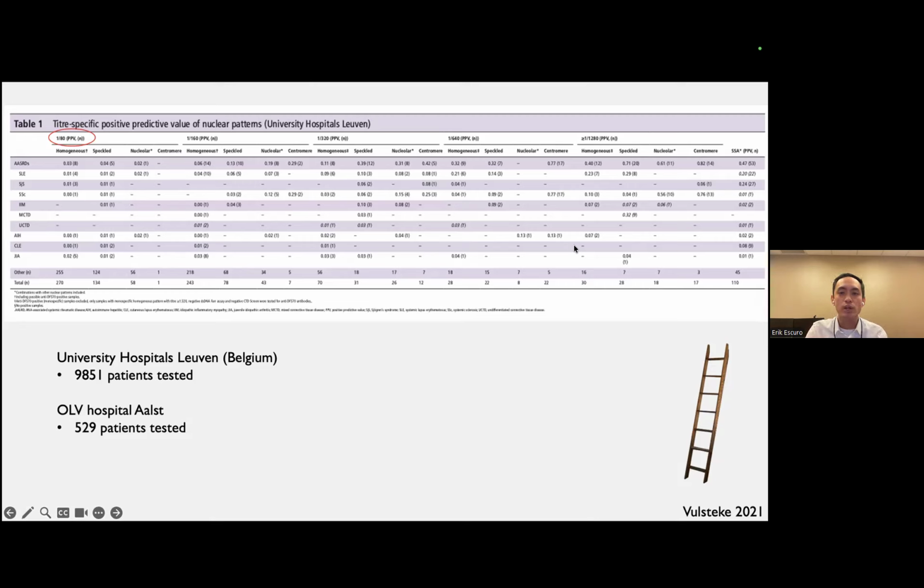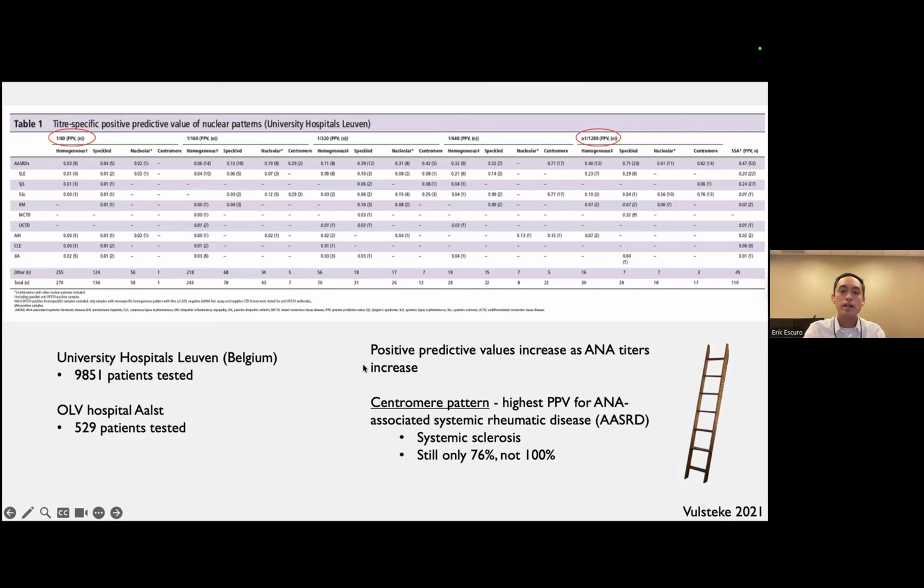And so you'll notice, as I mentioned before, that the titer and the pattern really help when it comes to predicting whether this is a true rheumatologic disease or not. Now, some takeaways from here is that even in the centromere pattern that has that 82% positive predictive value when over 1 to 1,280, most of the disease ended up being systemic sclerosis or scleroderma, but it's still not 100%.